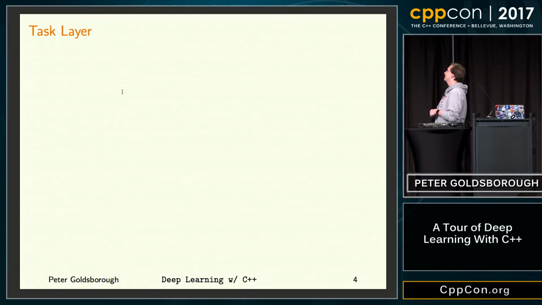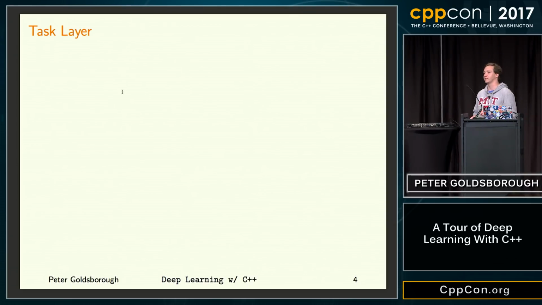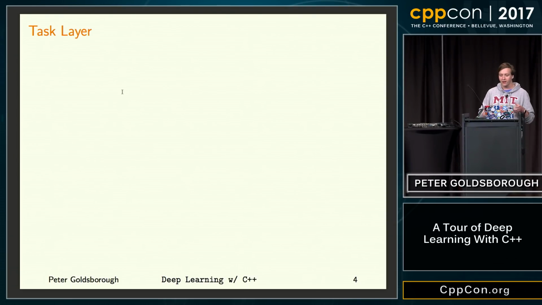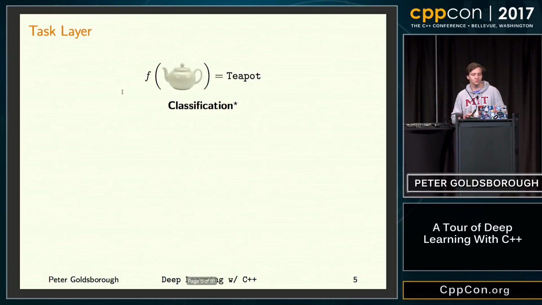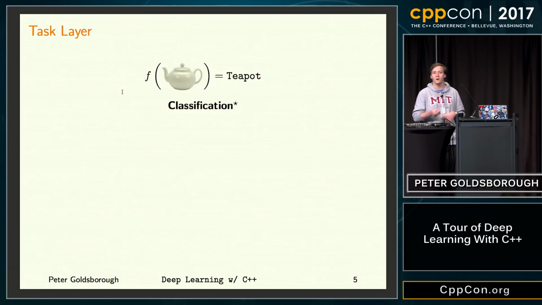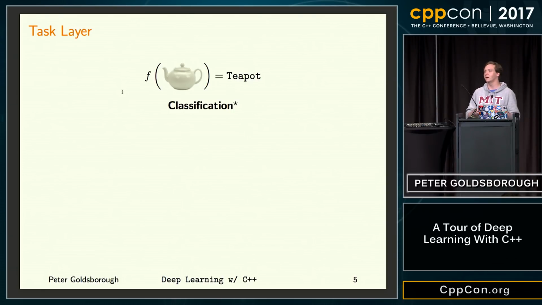The task layer I define as the level of abstraction where we think in terms of the high-level goal or end goal that we want to achieve with a machine learning system. So we usually define such a task in terms of its input and its output. A very common task might be classification. In classification, we have some data distribution, say a set of images that we want to bin into a finite set of bins, so a finite set of classes, for example, mapping images of animals into a finite set of classes, 100 different kinds of animals.